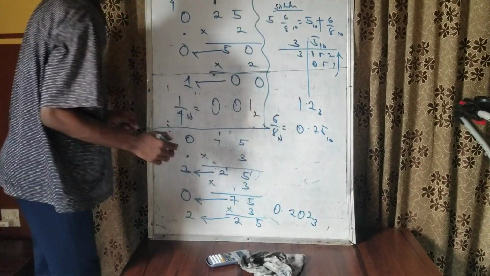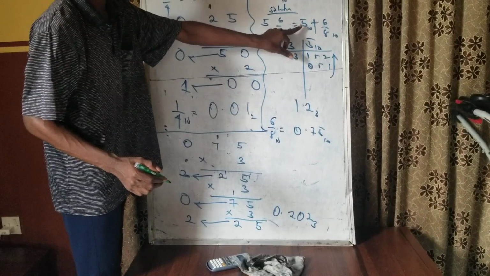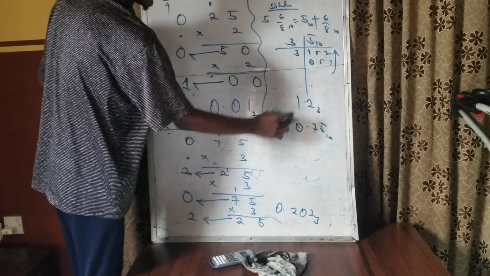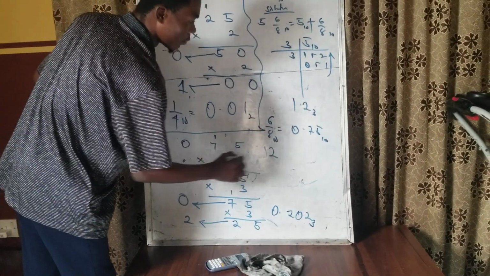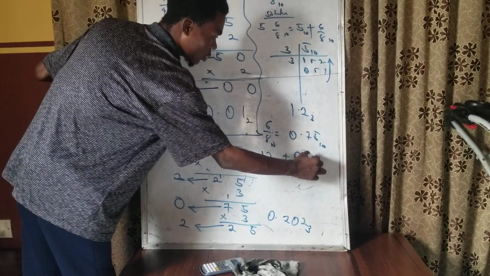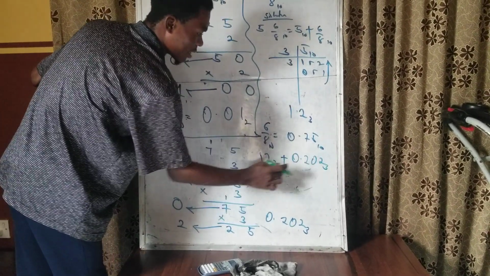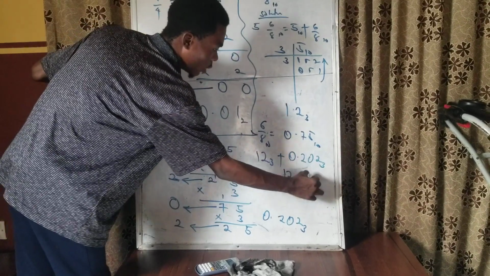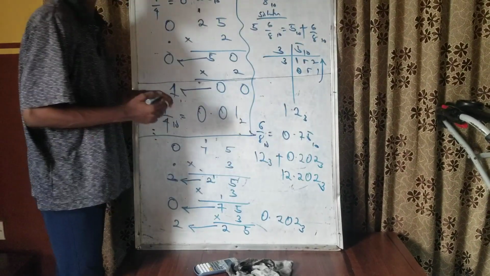But I'm not done, because when I split the question, I said 5 base 10 plus this. So my 5 base 10 is 12 base 3, plus 0.202 base 3. So 12 plus 0.202 gives 12.202 base 3. Do we understand?